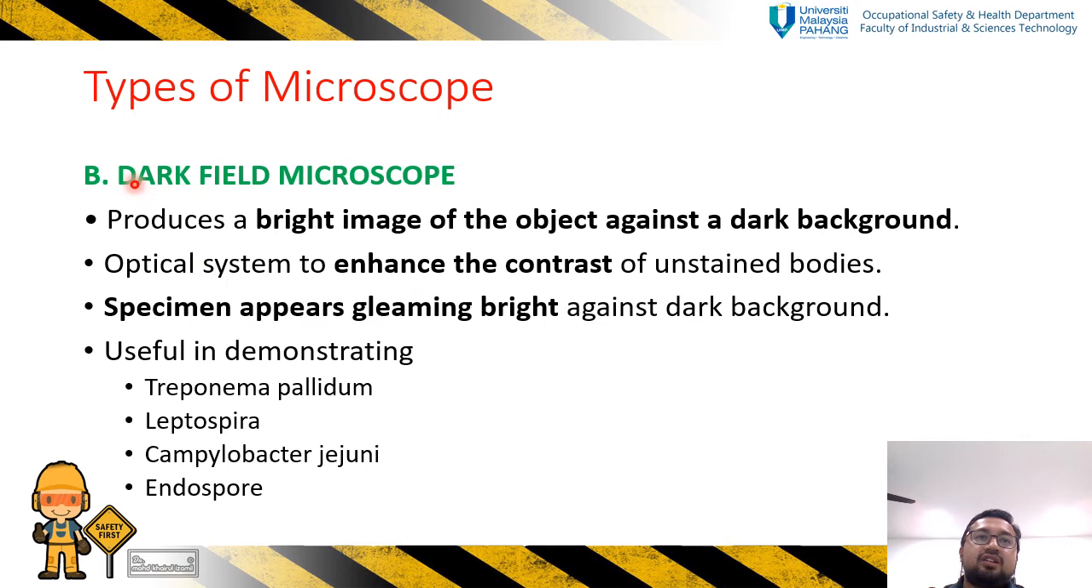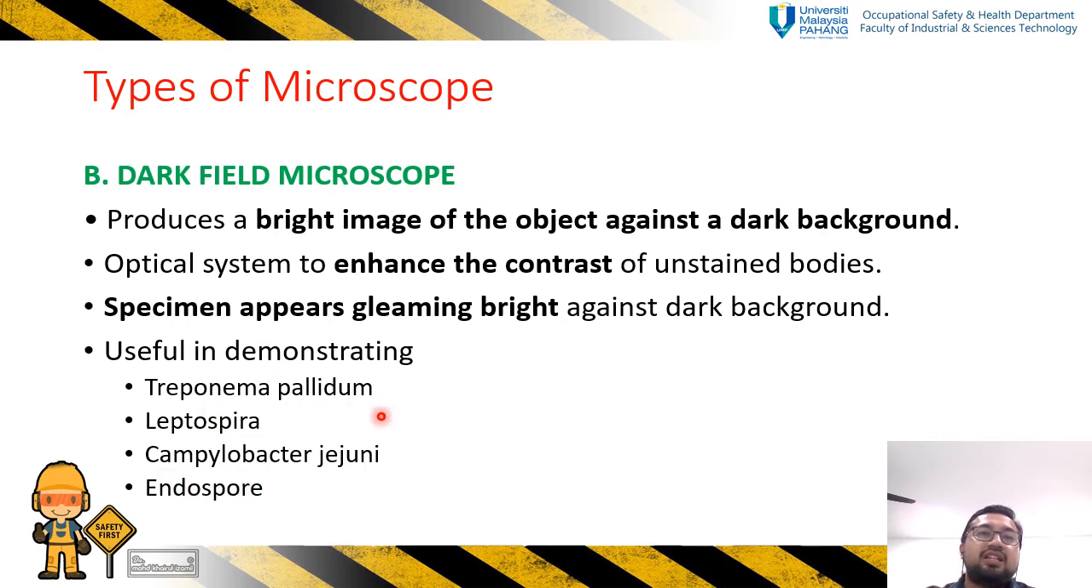And then the second type of light microscope, after bright field, is dark field, its opposite. Dark field microscope produces a bright image of the object against a dark background. Optical system to enhance the contrast of unstained bodies. Specimen appears gleaming bright against a dark background. These are examples of microorganisms that are very useful to diagnose using dark field, where we can see these microorganisms.